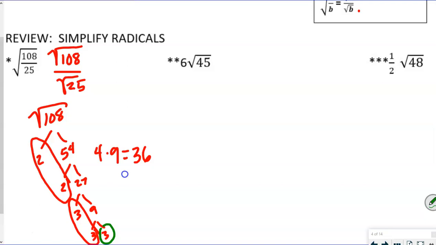So this is going to be the square root of 36 times the square root of 3. That's equal to the square root of 108. What's the square root of 36, y'all? Yes, 6. So this is going to be 6.